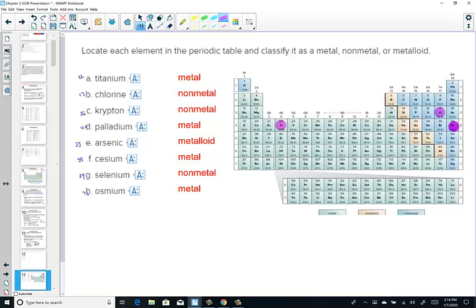Palladium, elemental symbol Pd for palladium, you found that at 46. That's a metal. Arsenic, you found that at number 33. That is indeed one of the metalloids. Cesium is number 55, lies in the metals. Selenium, number 34. You can see selenium is a nonmetal. Osmium, number 76. Osmium is a metal. Little hunt and find until you get familiar with the location of the elements and can classify them based on their location as a metal, nonmetal, or metalloid.